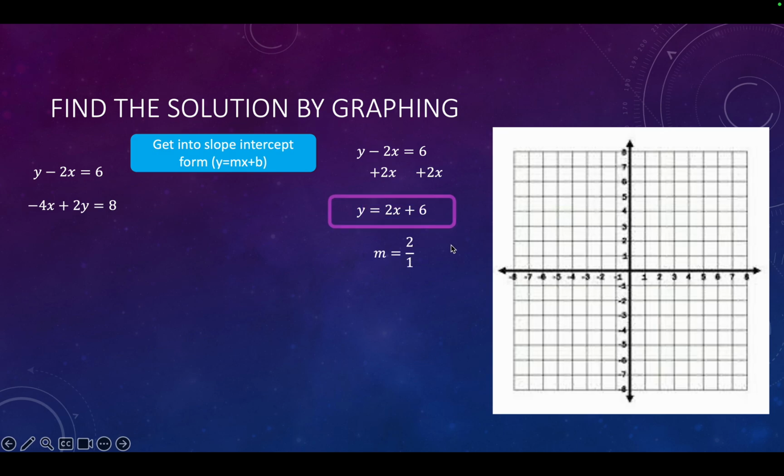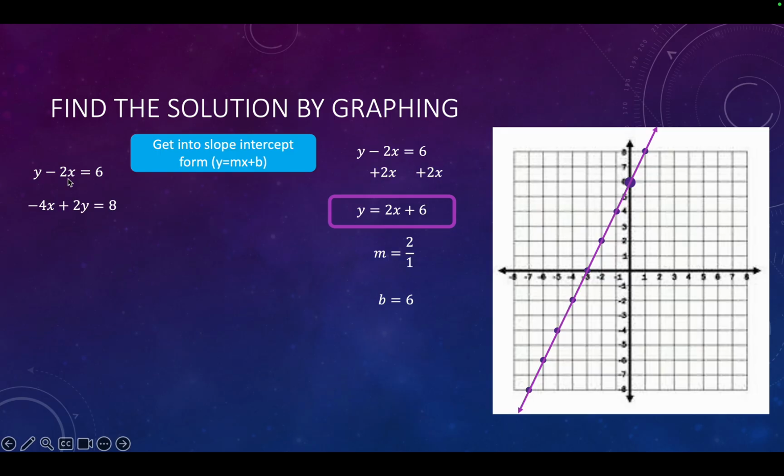We can graph that with the slope of 2/1 and the y-intercept of 6. Our slope is up 2/1, and we can go the opposite direction to get more points this way. And we can create our line.